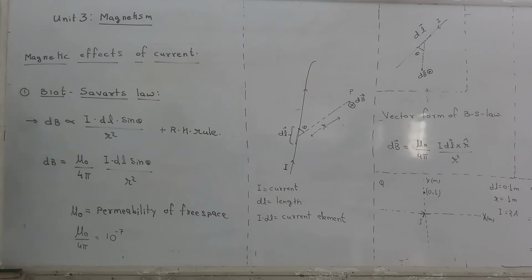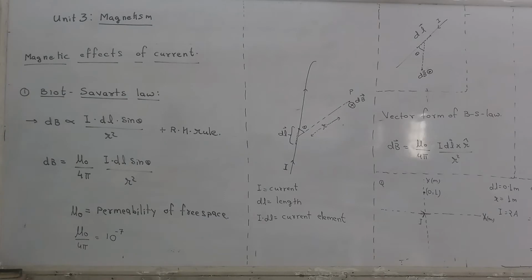Savart's law will tell you the magnitude of magnetic field, that how much the magnetic field is. Is it very high magnetic field? Is it very low magnetic field? So how do we represent magnetic field? We represent magnetic field by the letter B. B, just like capital E shows electric field, capital letter B shows magnetic field.